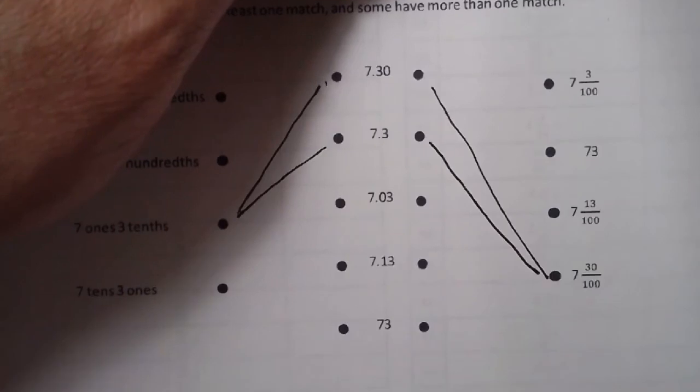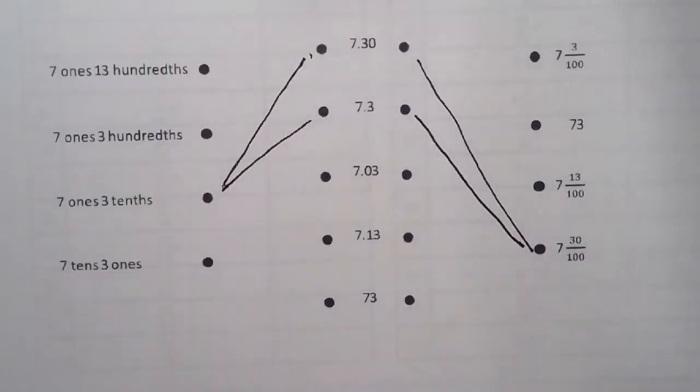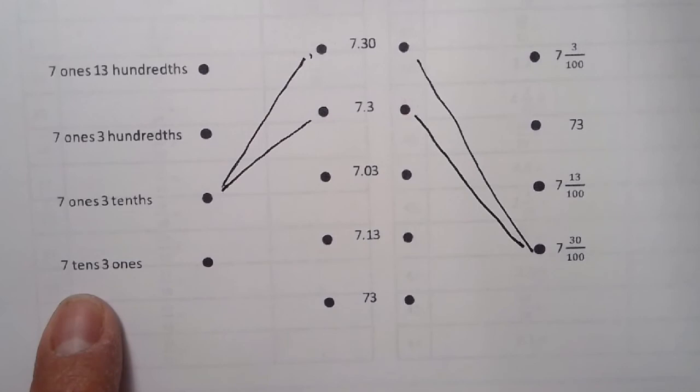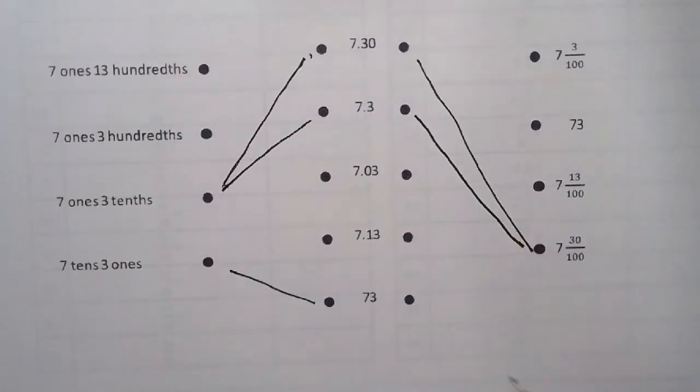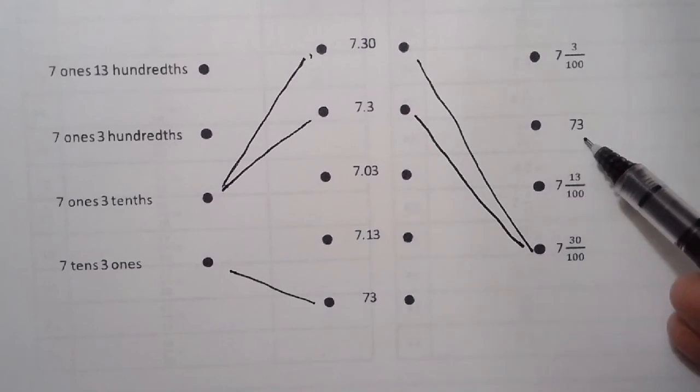Okay, the last one says what? 73. So there's a 7 in the tens place and a 3 in the ones place. I see it right over here. 7 tens and 3 ones. And where's 73? There's 73 whole numbers up there.